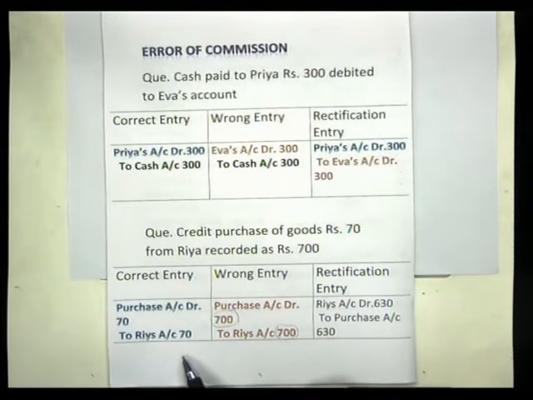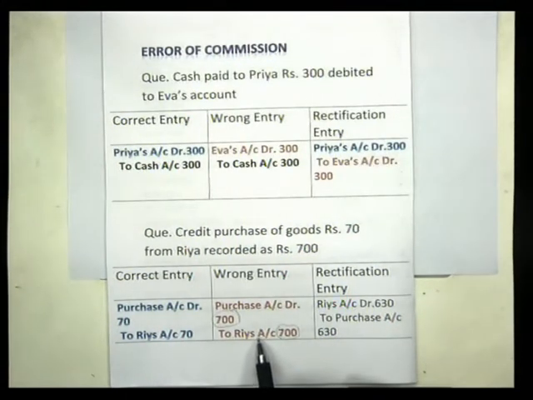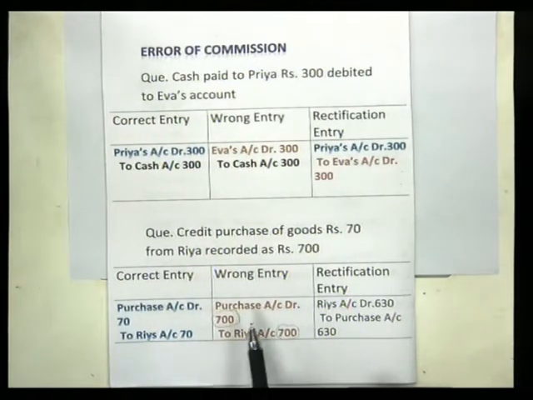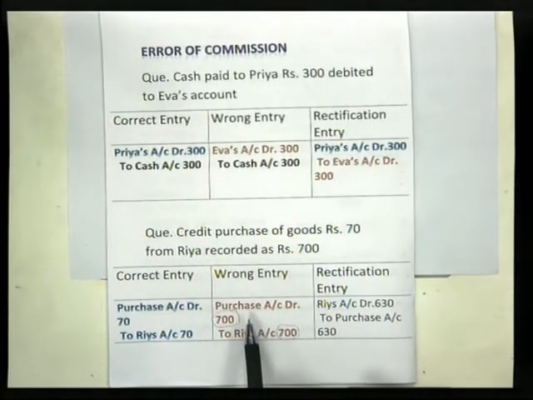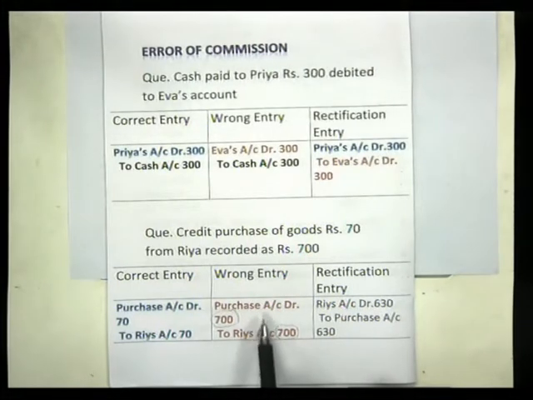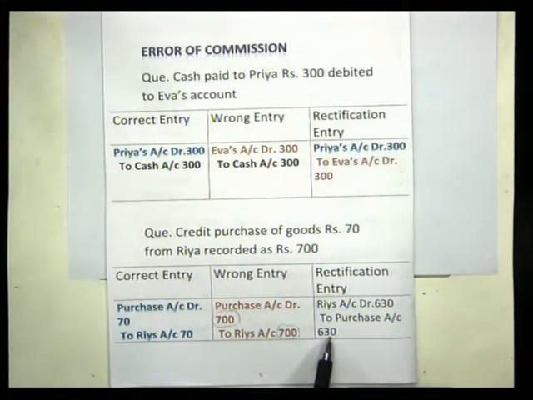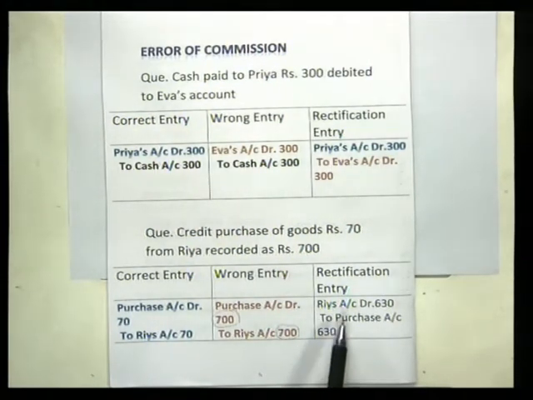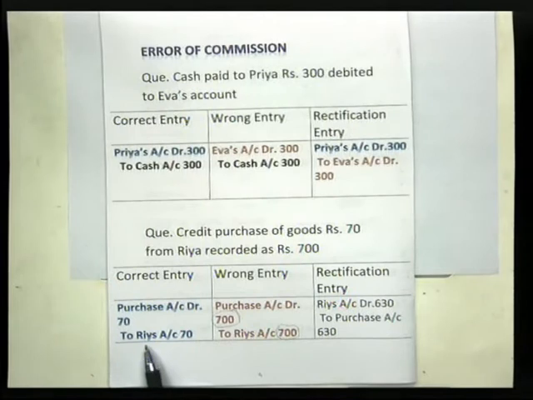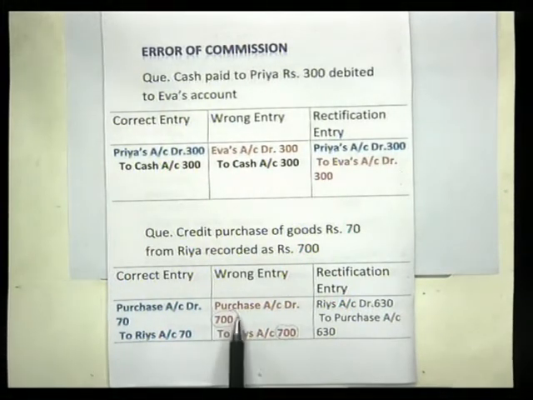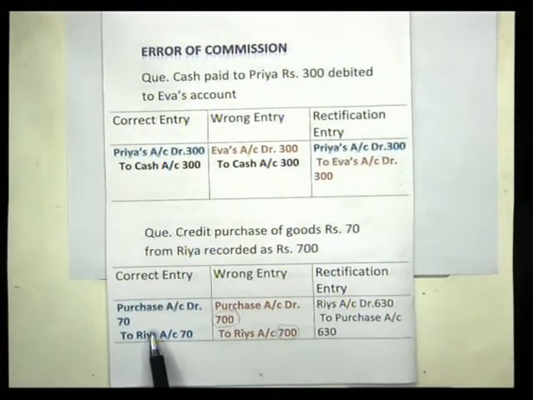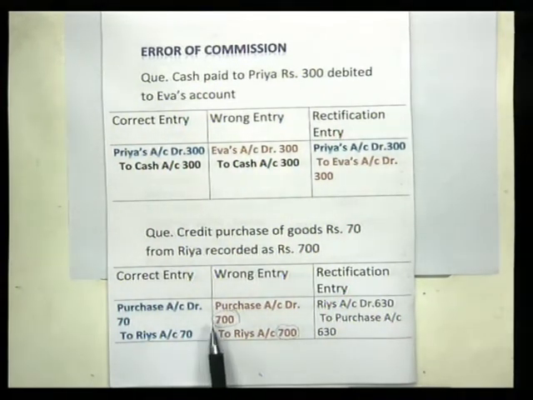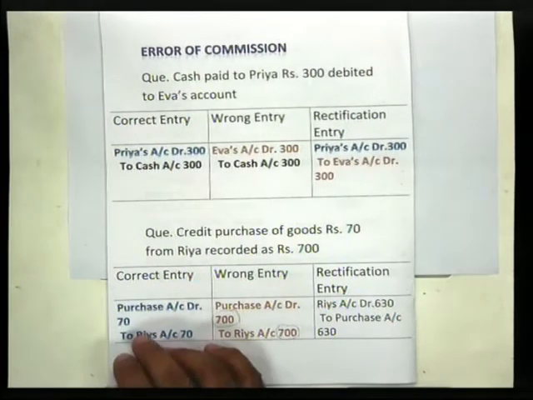Reverse entry means Riya's account is credited more by 630. So in the rectification entry, Riya's account should be debited. Here purchase account is debited more by 630. So in the rectification entry, purchase account should be credited by rupees 630. So the entry will be rectified by Riya's account debited to purchase account 630. So whenever there is a mistake in recording the amount, the error will occur by the difference of the amounts 70 and 700, that is by rupees 630.